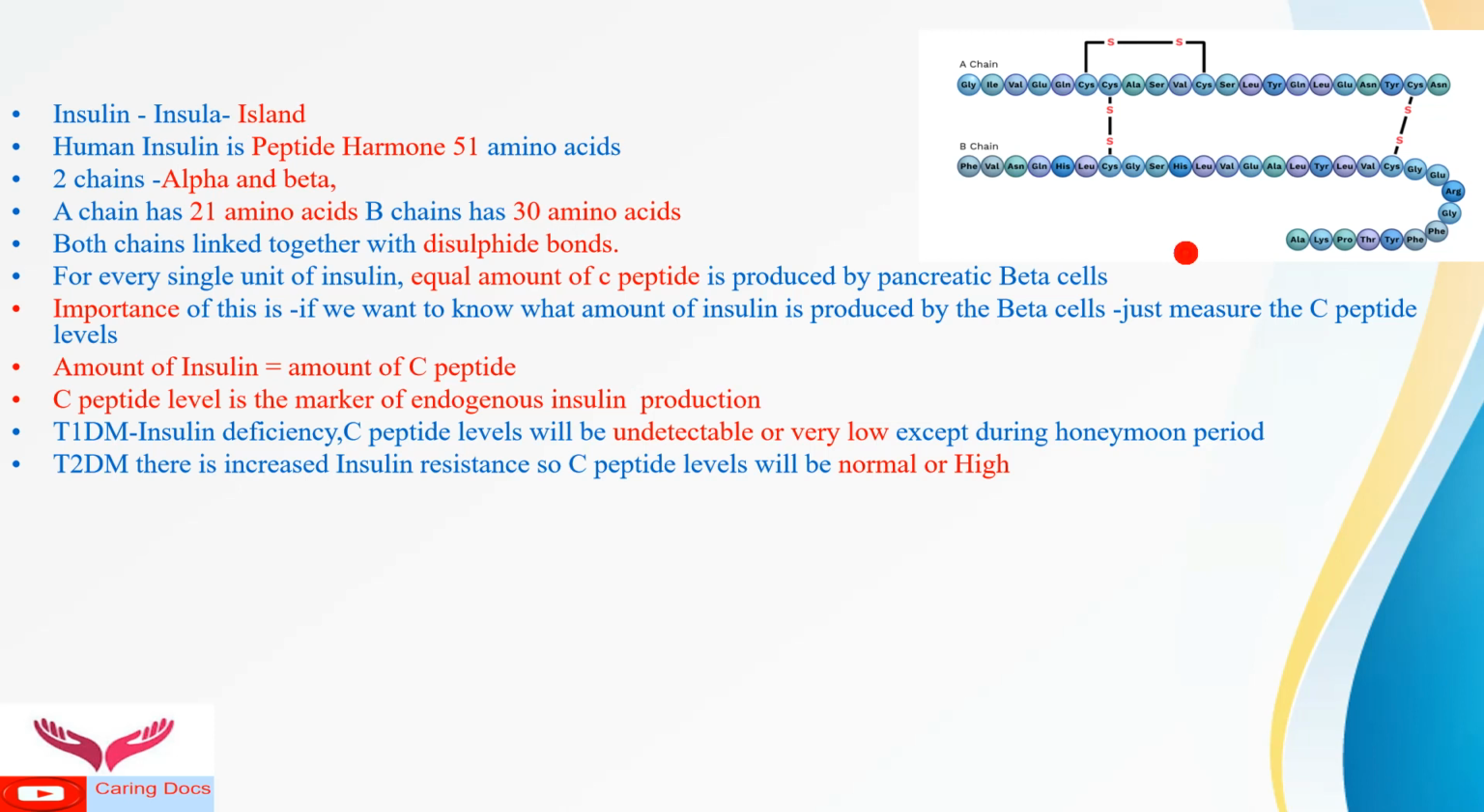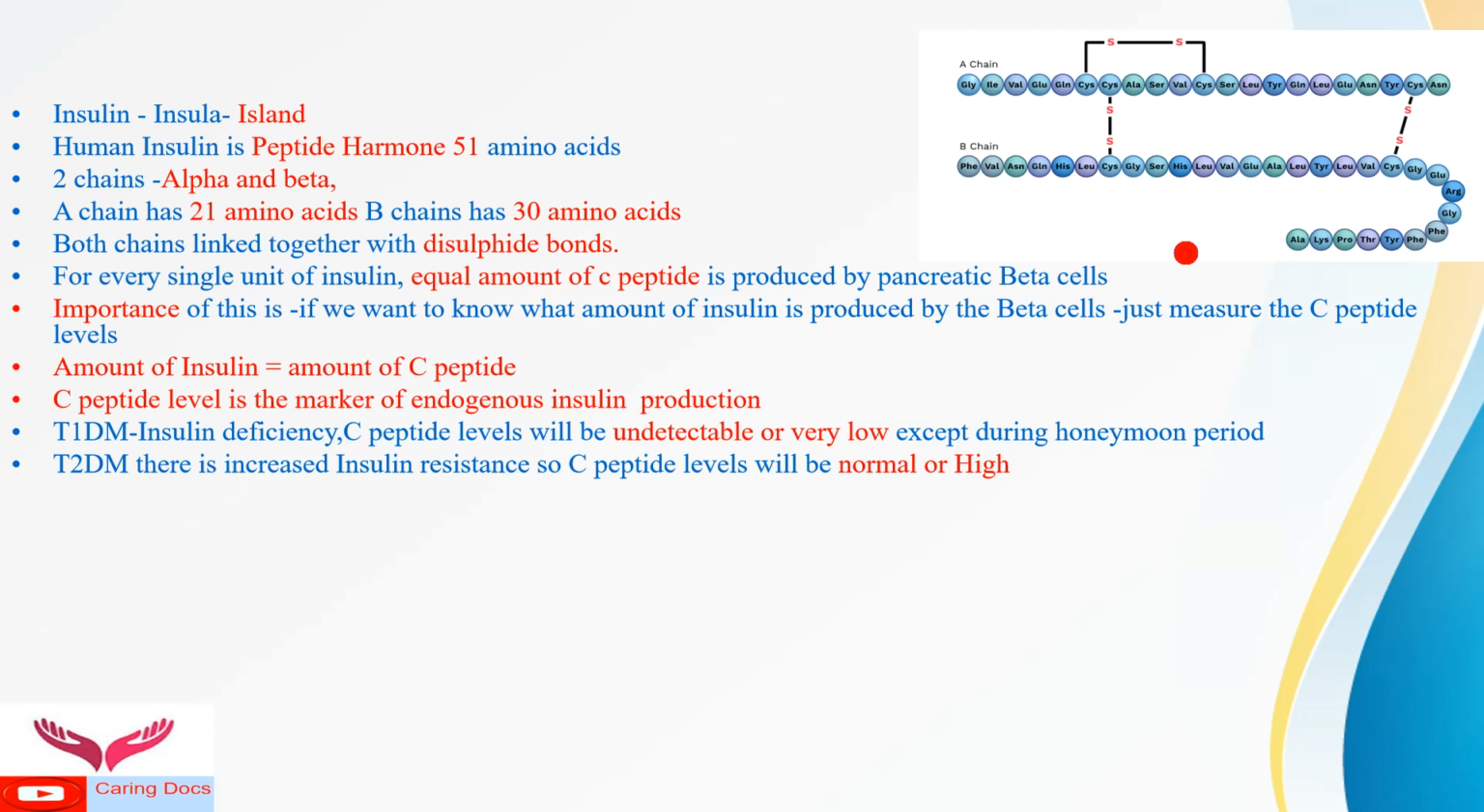Just remember, for every single unit of insulin, an equal amount of C peptide is produced by the pancreatic beta cells. The importance of this is, if we want to know the amount of insulin produced by the beta cells in a diabetic patient, just measure the C peptide level and we will get the amount of insulin. So C peptide level is basically the marker of endogenous insulin production.